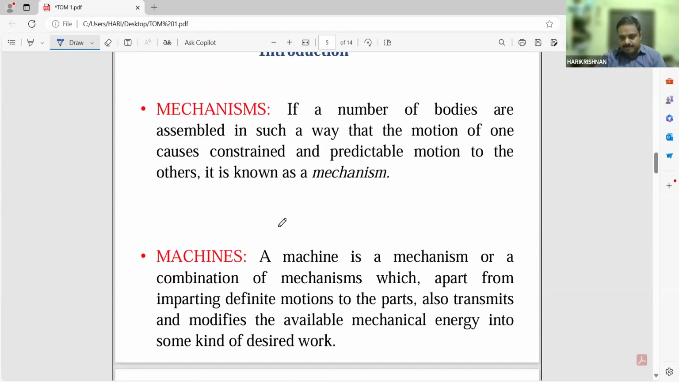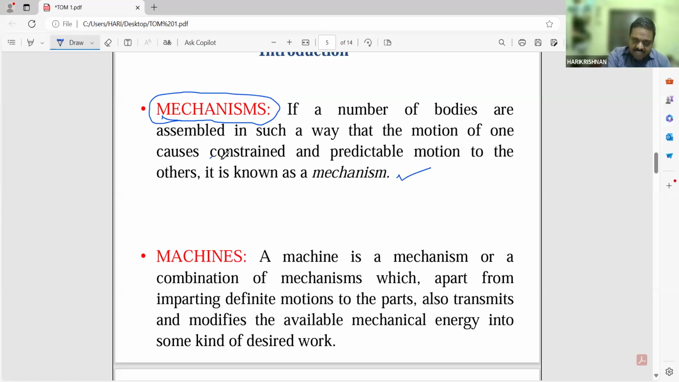Next is mechanism. Last class we studied the four-bar mechanism, slider crank mechanism, etc. So what does mechanism mean? If a number of bodies are assembled in such a way that the motion of one causes constrained or predictable motion to the other, it is known as a mechanism.